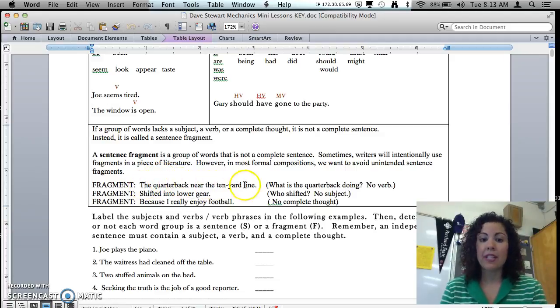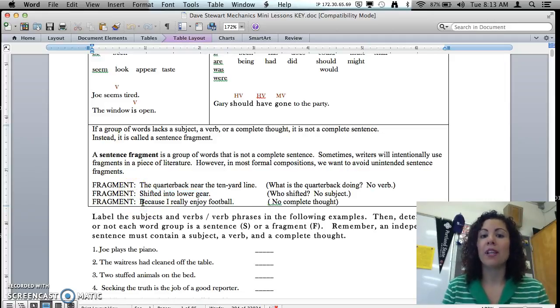The quarterback near the 10-yard line. I have a subject. He's near the 10-yard line, but what's he doing? I have no action. I have no verb. That's a fragment. Then I have shifted into lower gear. I see this a lot in my narrative writing for my students. They use this description because it has kind of the drama to it, but it's a fragment. Who shifted into lower gear? We have no subject. You have to have a person here.